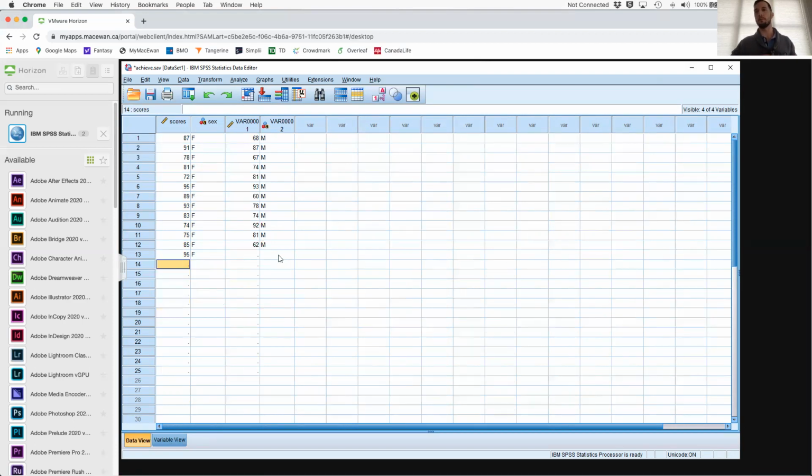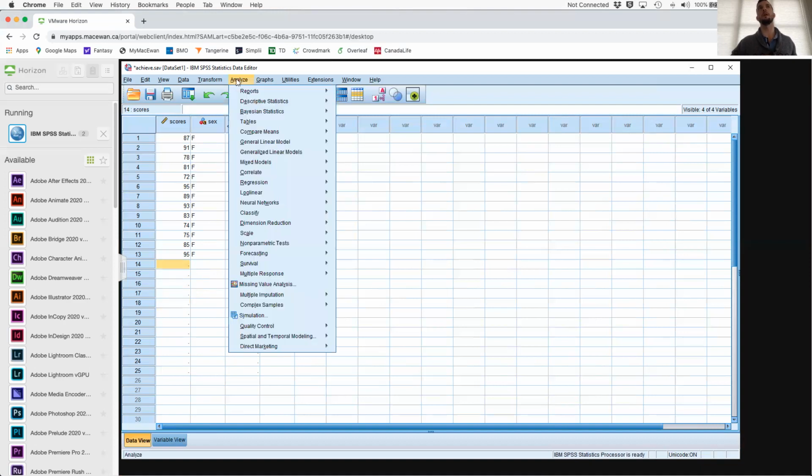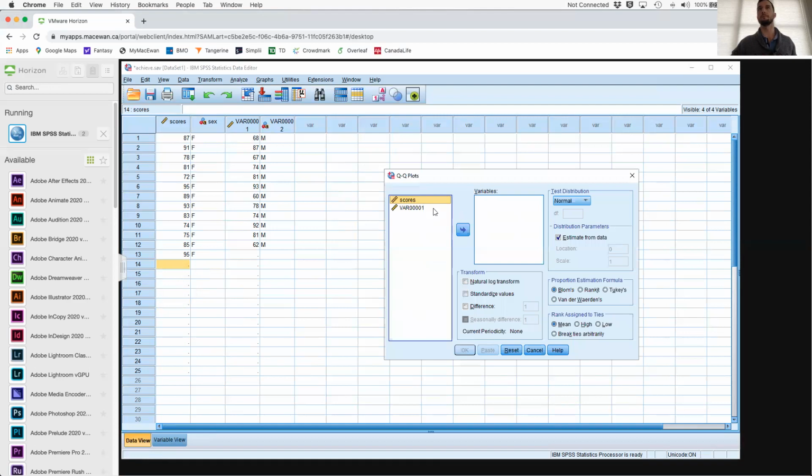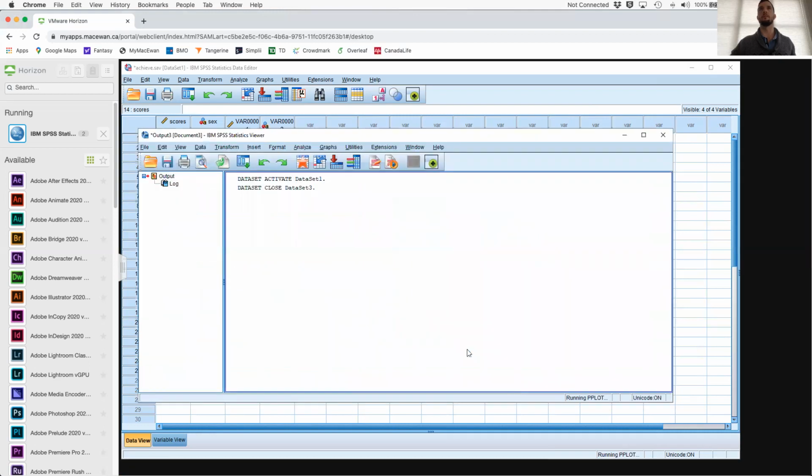Okay, so I've broken up the data into 4 components now. So I have the scores for the females and I have the scores for the males. So now when I go analyze, descriptive, QQ plots, I can select the 2 variables that are of interest to me. So the first one, scores, will be the QQ plot for the female scores, and the second variable, var 0001, this will create a QQ plot for the male scores.